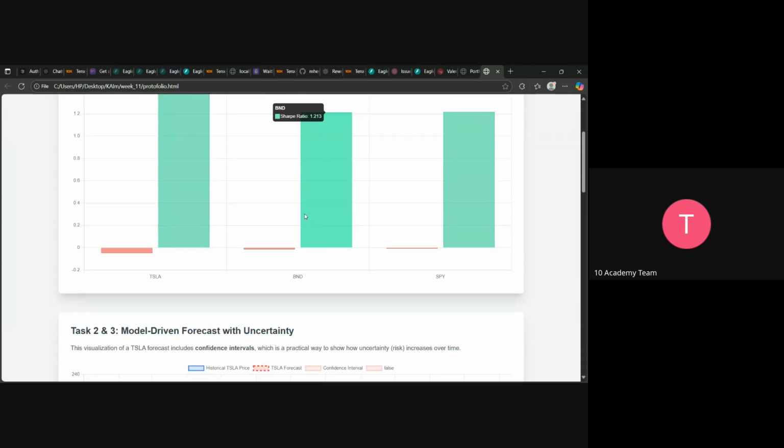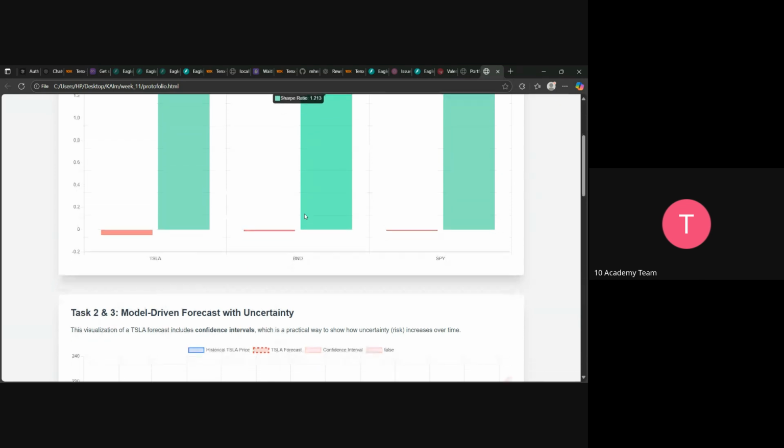And maybe here we can see the model-driven forecast with the uncertainty. Now we have made a prediction. Let's say our model has made a prediction.